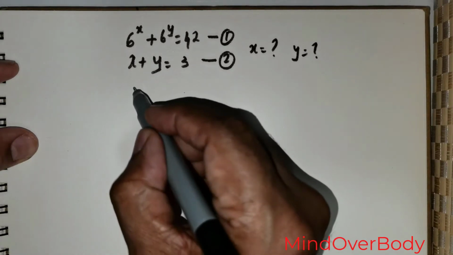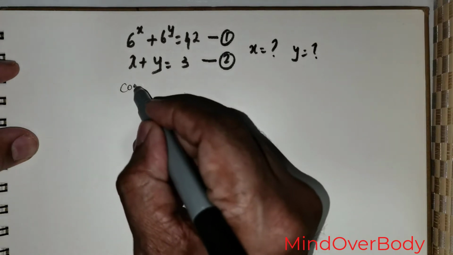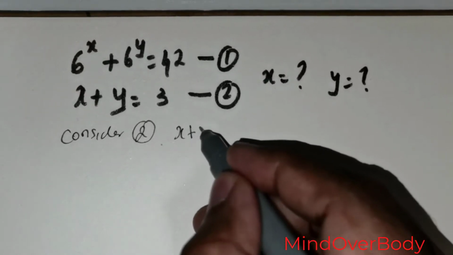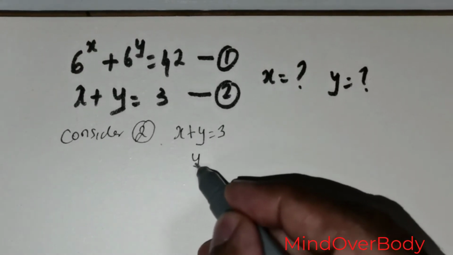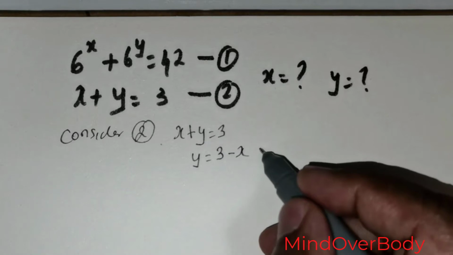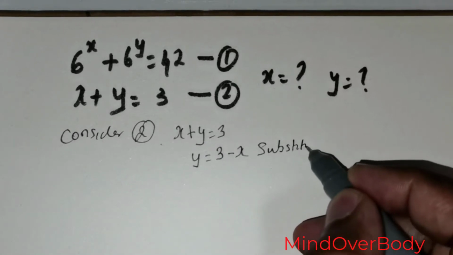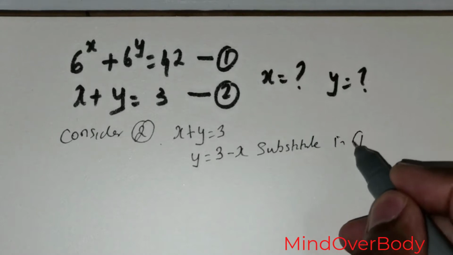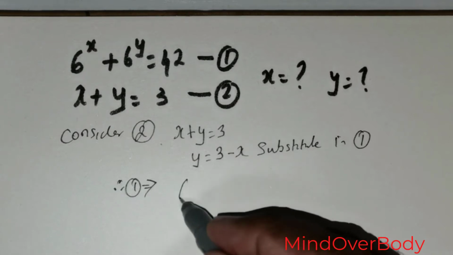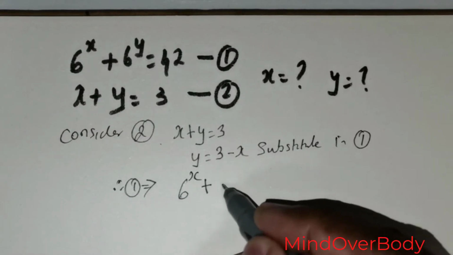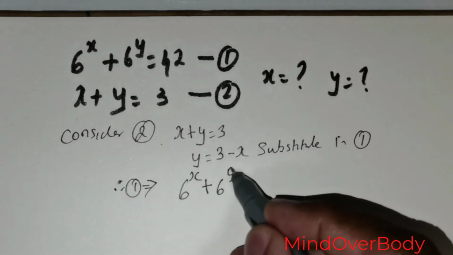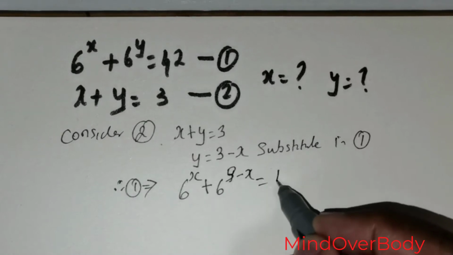So first and foremost, I would consider equation 2. Now we got x plus y is equal to 3. From here I can rewrite this as y is equal to 3 minus x. Then I'm going to substitute this in 1. So 1 can be rewritten as 6 raised to the power x plus 6 raised to the power y, in fact, in place of y I need to substitute 3 minus x, is equal to 42.